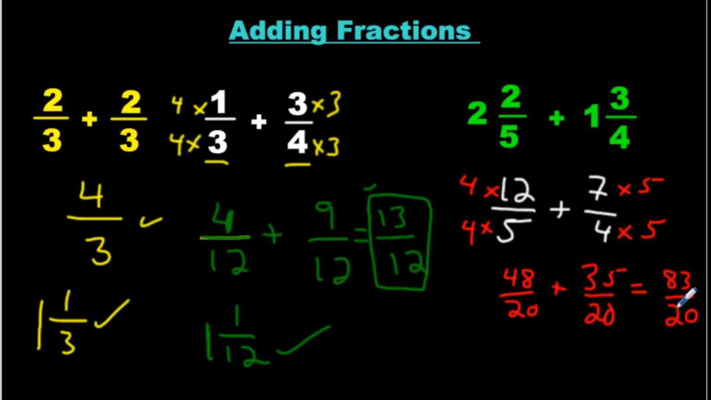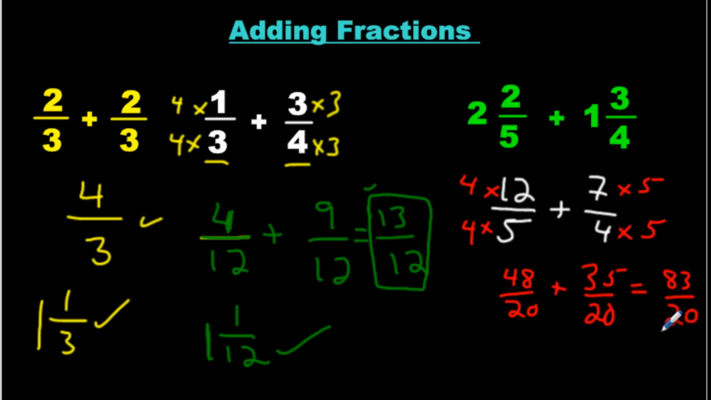Let's see if we can reduce it. 20, what goes into both of them? Let's see, is 3 divisible? No, 3 doesn't work. 4, no. 5, 6, 7, 8, no. What else goes into 20? We're out of numbers here. This is lowest terms. Write it as a mixed fraction.